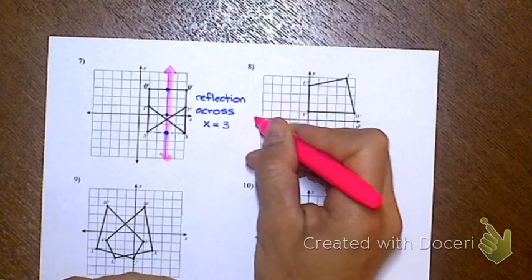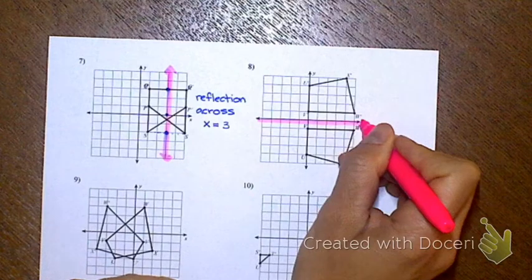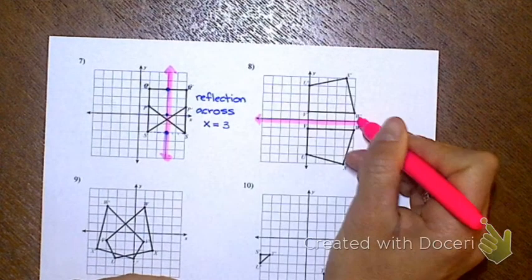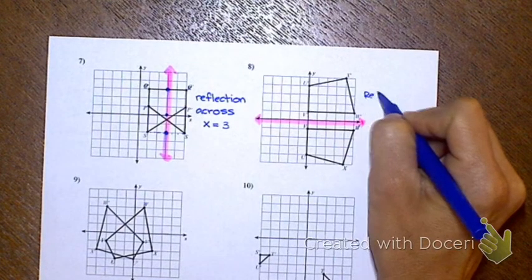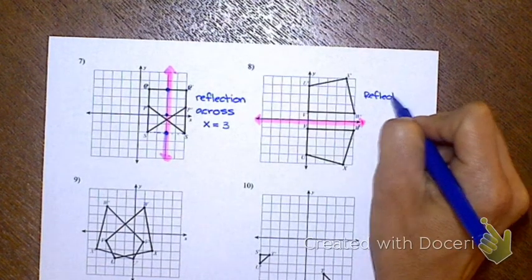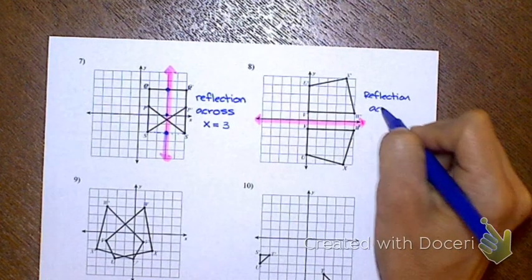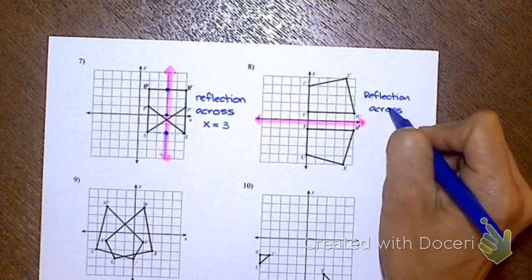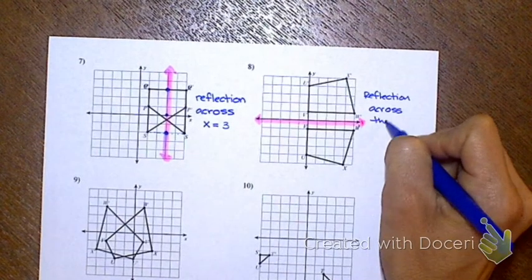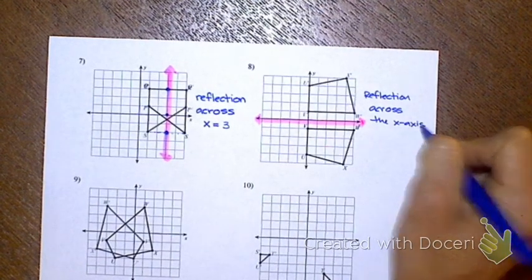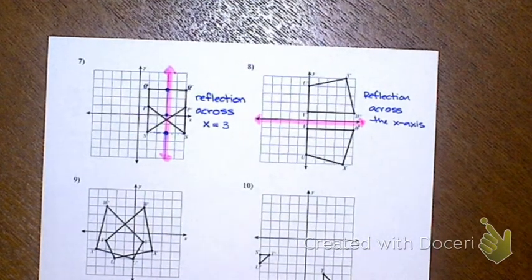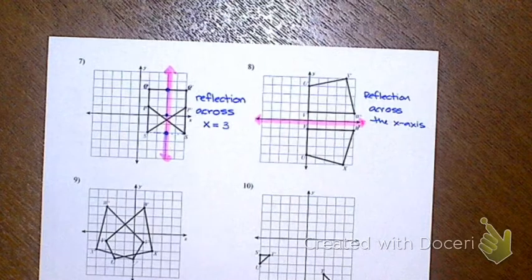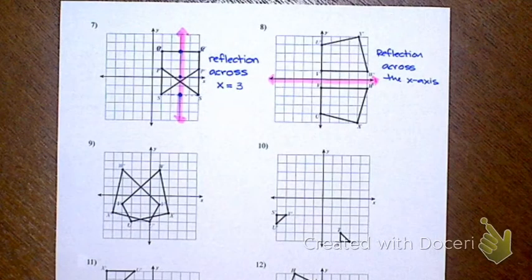You guys see it's right here? Yeah. So what axis is this? X, okay. So this is a reflection across the x-axis. Okay, why don't you guys try number 9? See if you guys can try number 9.